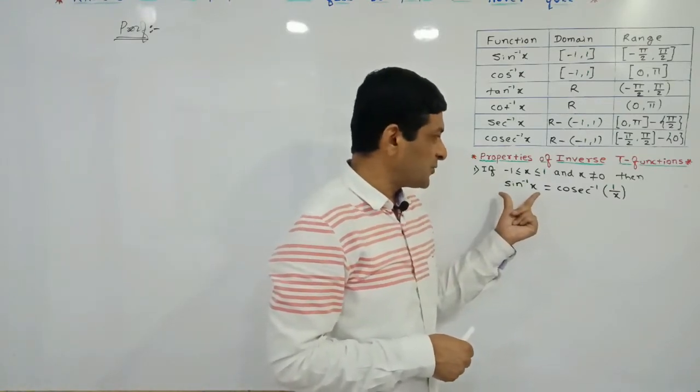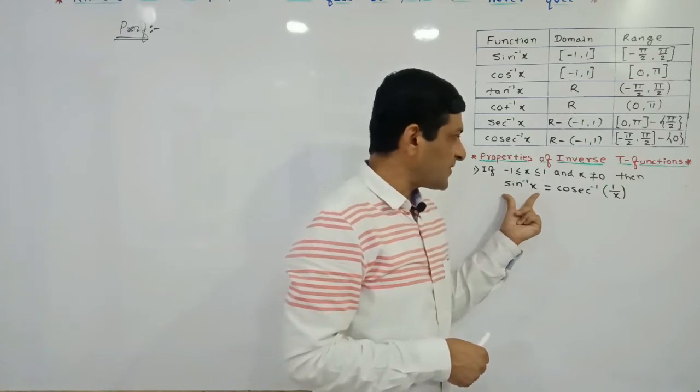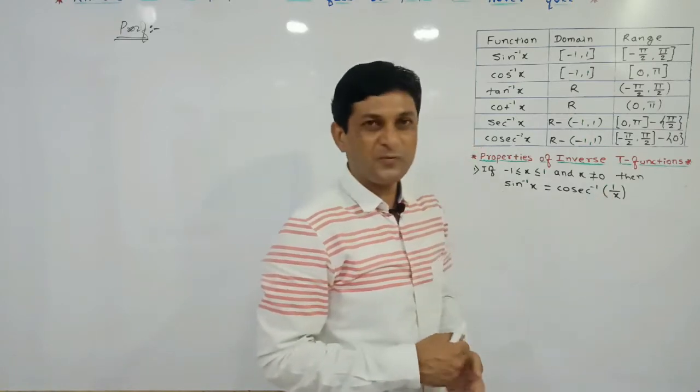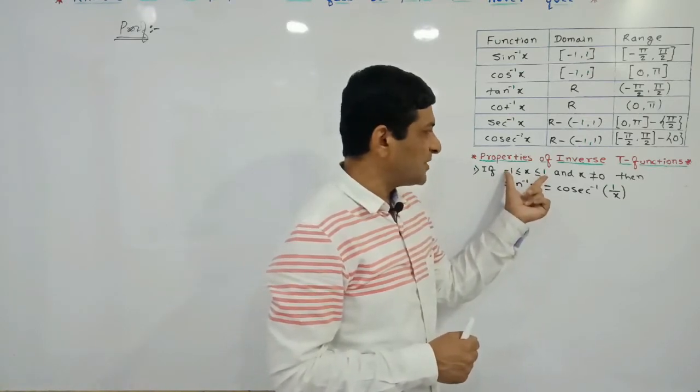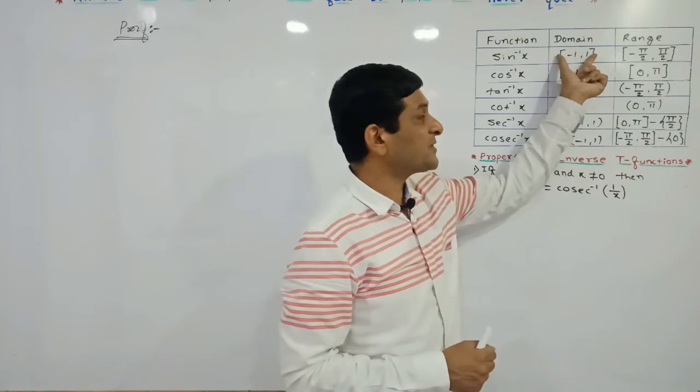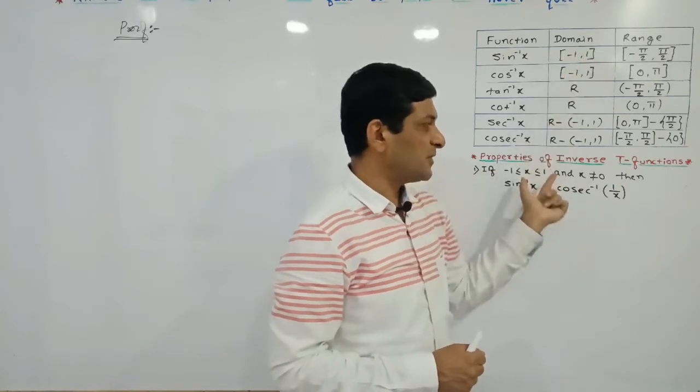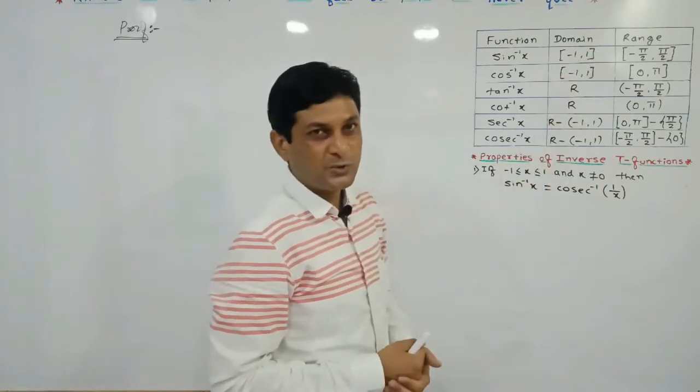In this case we have to prove that the value of sine inverse of x is equal to cosec inverse of 1 by x, where x lies between -1 and +1. We know that the domain of sine inverse is between -1 and +1. So let us try to prove this property.